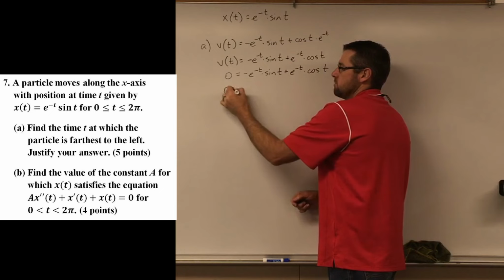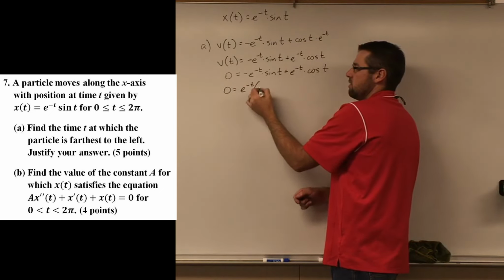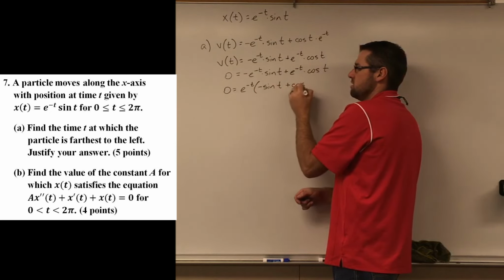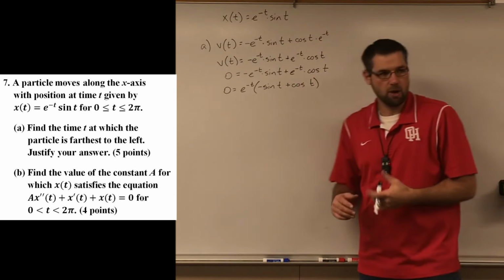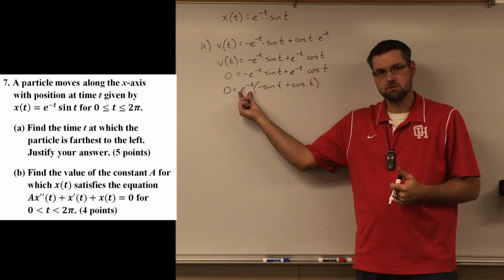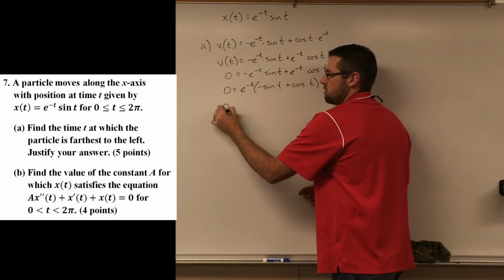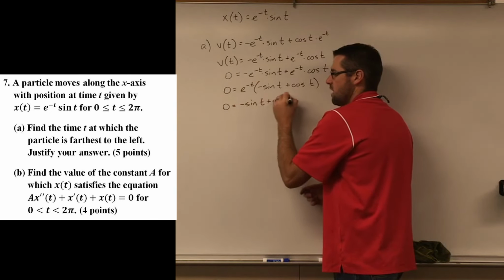So factor. We'll factor out e to the negative t, and we're left with negative sine of t plus cosine of t. Interesting. So we can do the zero product property. The first term has to be 0. Does that ever equal 0? No. Or this equals 0. So we would say 0 equals negative sine of t plus cosine of t. How am I going to solve that?